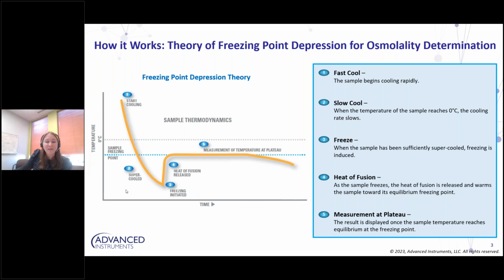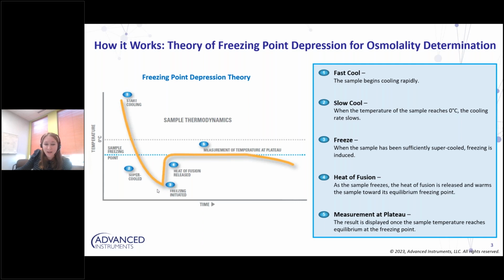So now if we look at the science of what's happening underneath the hood of a freezing point osmometer, we're looking at this graph here. We have time on the x-axis and temperature on the y-axis. We'll follow our sample through this process. You'll see first the instrument cools the sample well below its freezing point. Freezing point here is that blue dotted line.